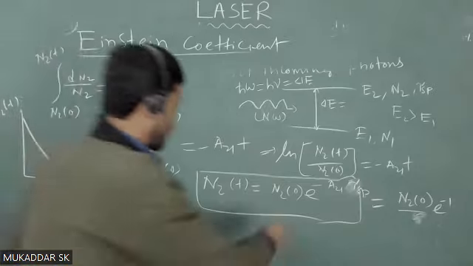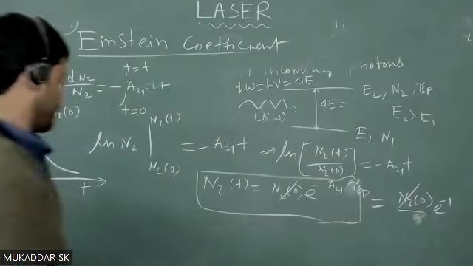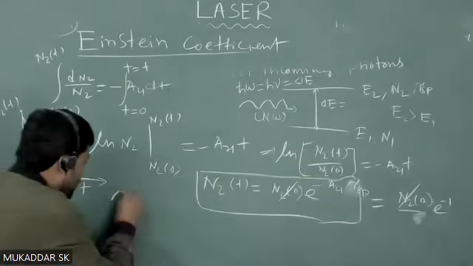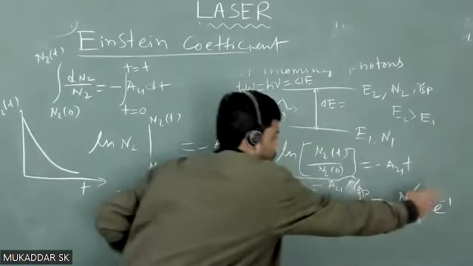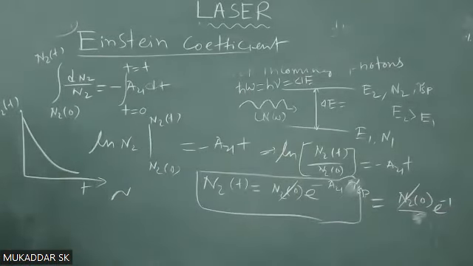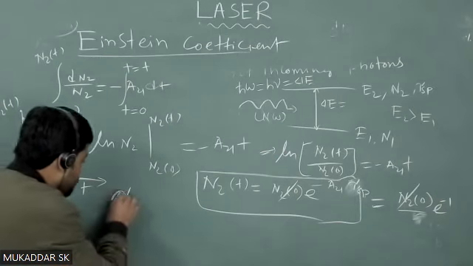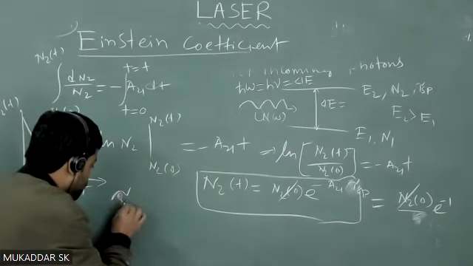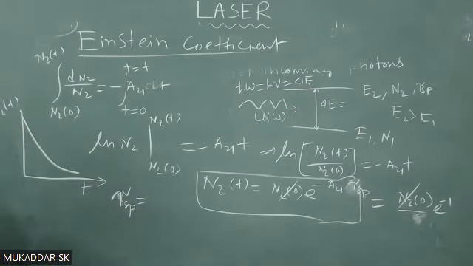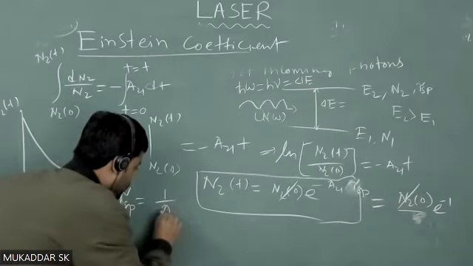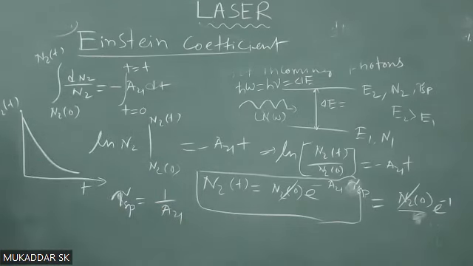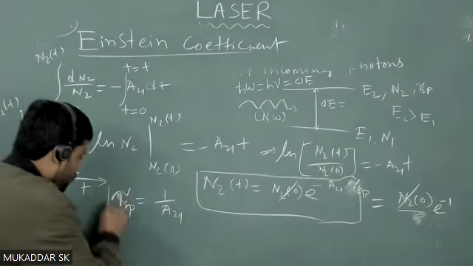So it means this will be cancelled, and if I compare the exponent power, then what can I write, that tau sp should be equal to how much, Puneet? कितना हो जाएगा भाई, बोलो? 1/A21. Exactly, 1 by A21. So this formula is important for your exam.